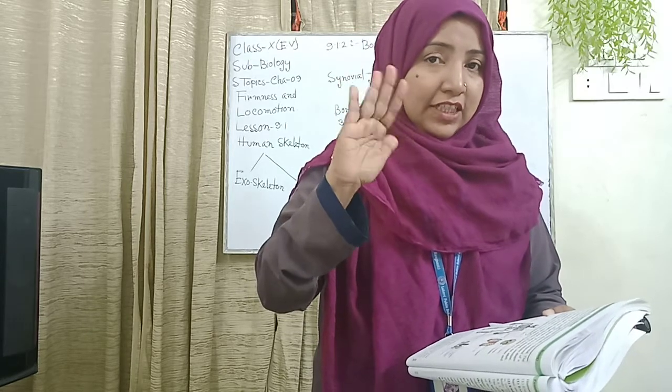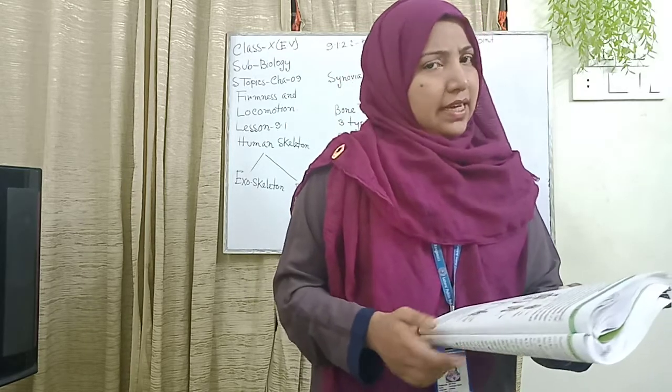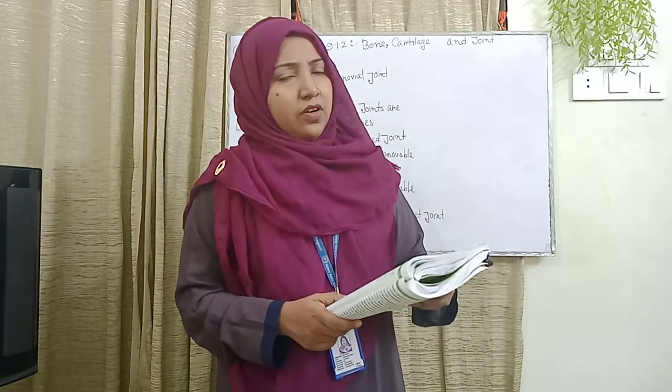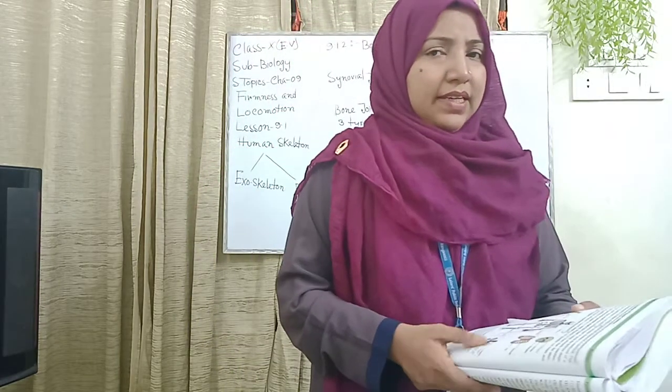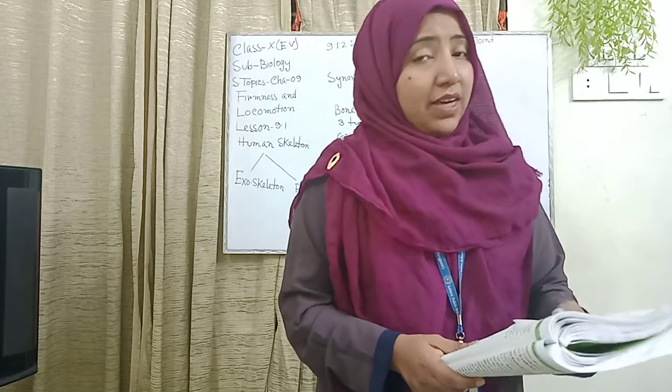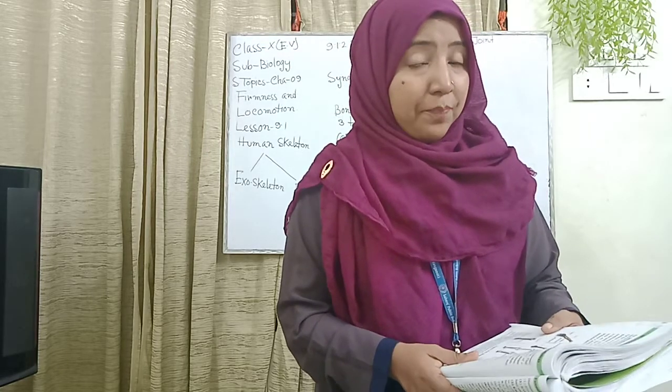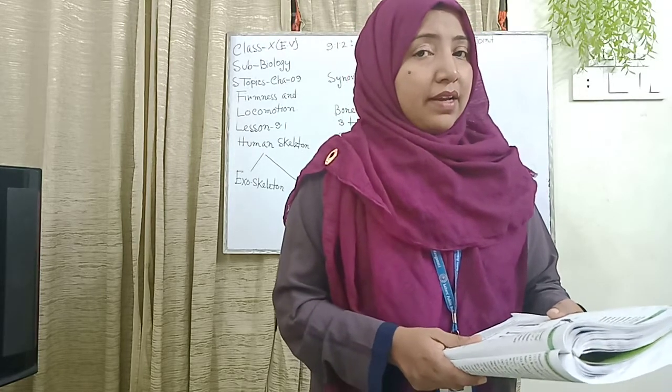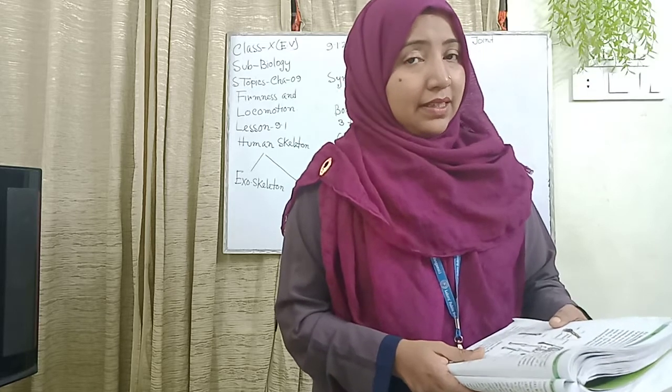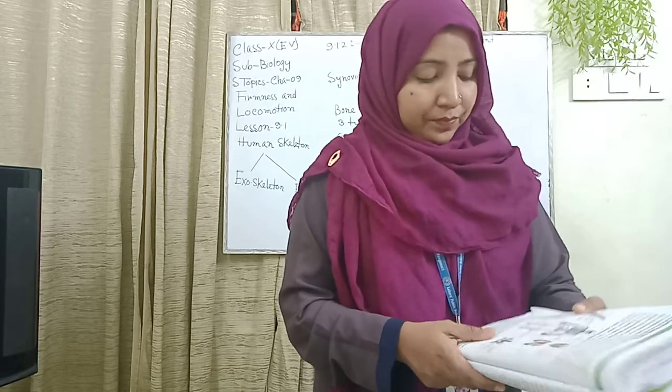This structure is basically the phalanges. In the same way in the legs, there are various types of bones. The first are the tibia, fibula, femur and the tarsal, metatarsal and the phalanges.